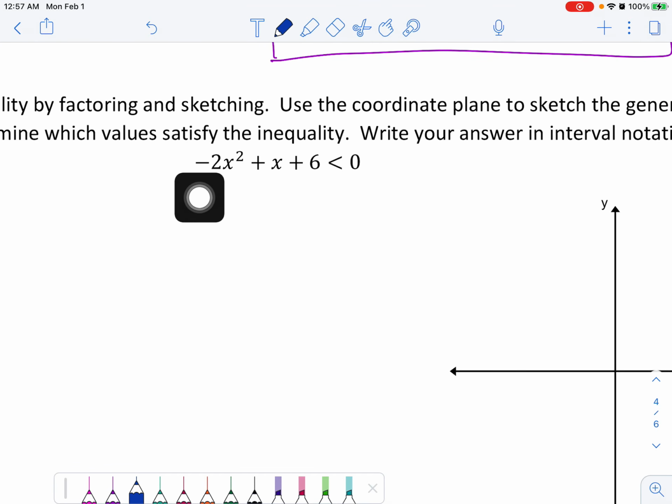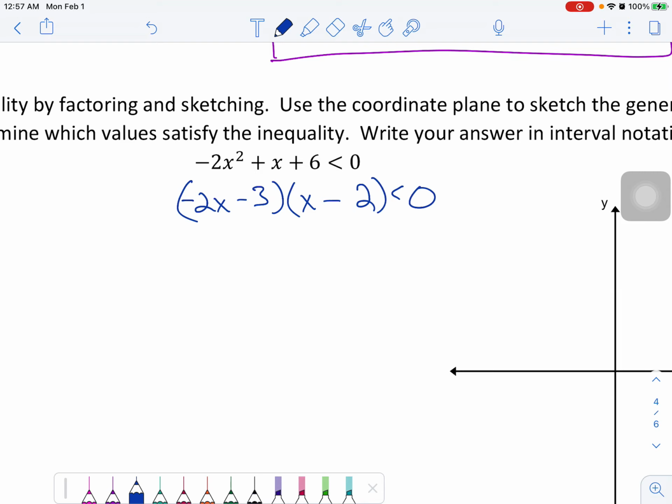Same kind of problem. This time I'm dealing with a quadratic. So I want to factor it. Unfortunately, I can't start by dividing out a negative 2 because that's not going to work so well with x. So I'm just going to factor it as it is. So let's see, negative 2x, x. I'm kind of feeling like 2 and 3.